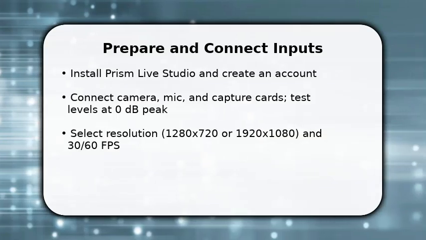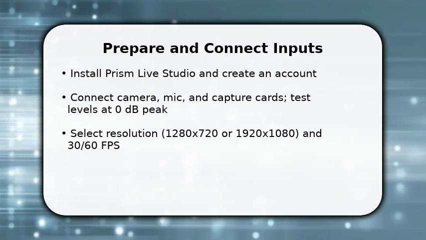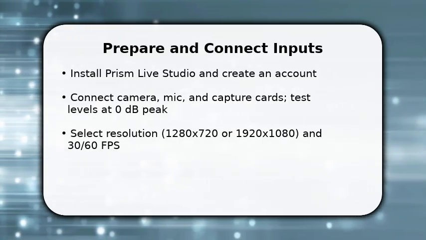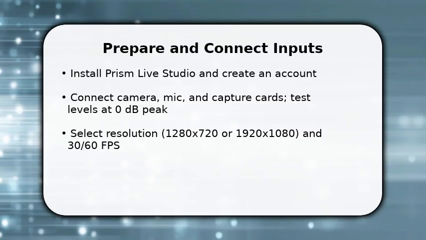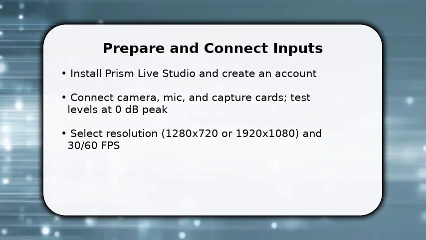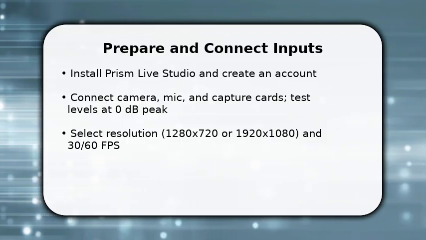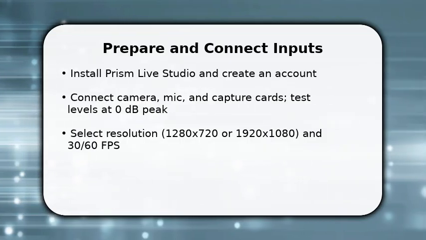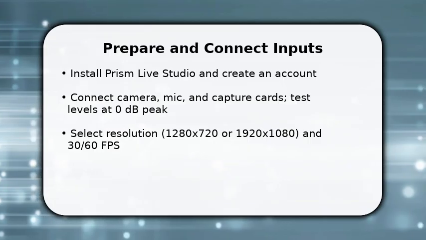You start by launching Prism Live Studio and signing in. This gives you access to scenes and streaming keys. Connect your camera and microphone, then check audio meters so peaks stay below 0 dB. Once done, add any capture card or virtual camera and choose resolution and frame rate.